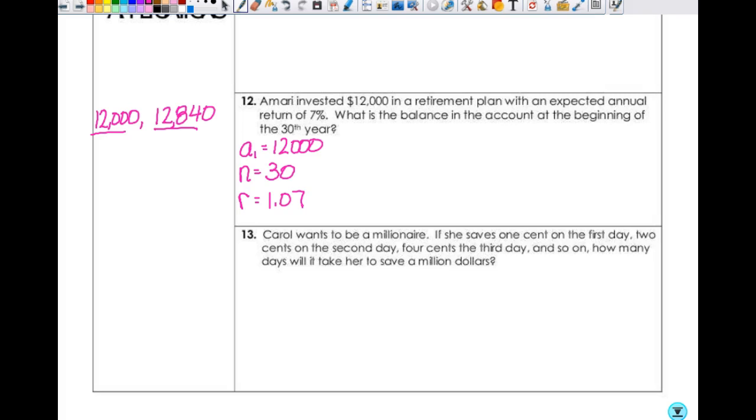Y'all stop it. Okay, so now that we have all of this, even though it's a word problem, it's exactly like the rest of them. So the sum of the first 30 terms is, we take the first one, 12,000, times 1 minus the rate, which is 1.07 to the 30th power, all over 1 minus 1.07. Yeah, it's compounded annually on this one.